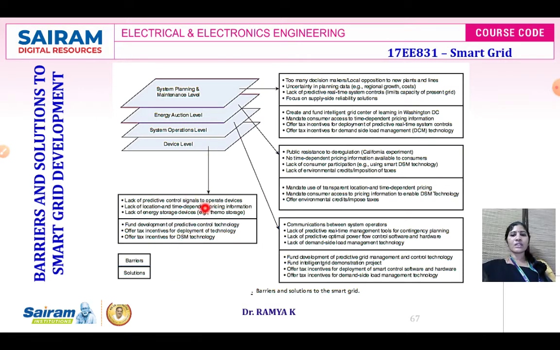So all these things have to be taken into account under device level. So these are some of the barriers and solutions to the smart grid development. So when we are perfectly following all the 4 levels here, then it is possible for us to obtain the complete scenario, complete structure, complete rules and regulations, and complete device related information. Everything can be framed and everything can be utilized for the implementation of the smart grid.